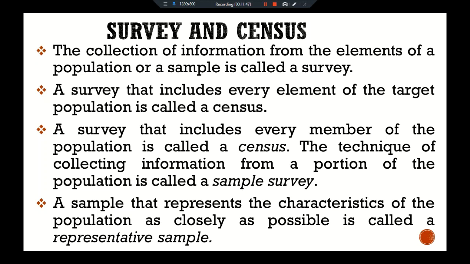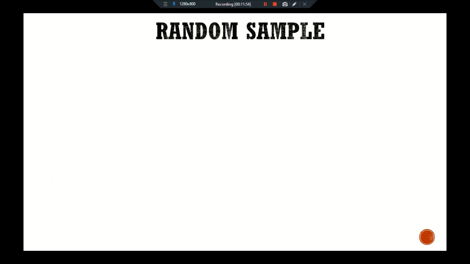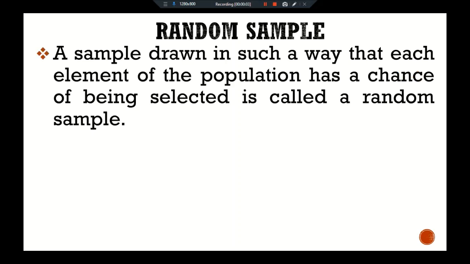Okay, a sample may be random or non-random. In a random sample, each element of the population has a chance of being included in the sample. However, in a non-random sample, this may not be the case. So a random sample is a sample drawn in such a way that each element of the population has a chance of being selected.